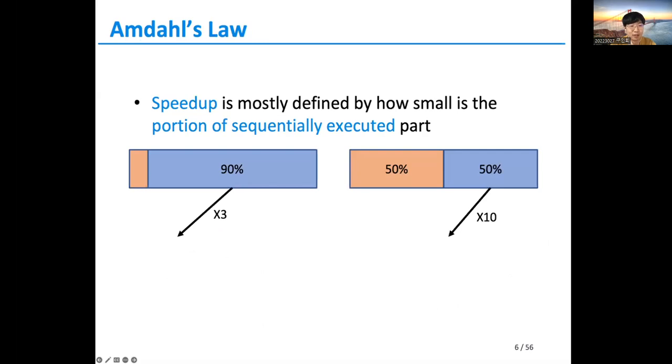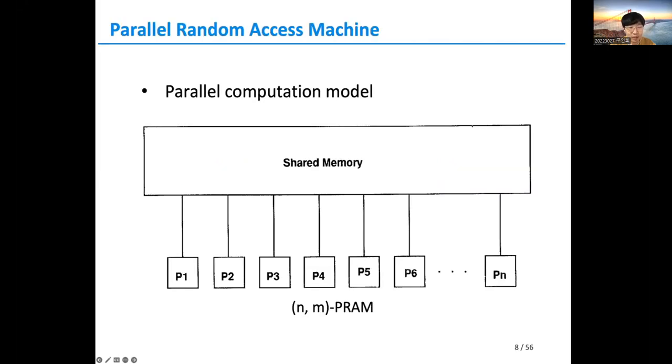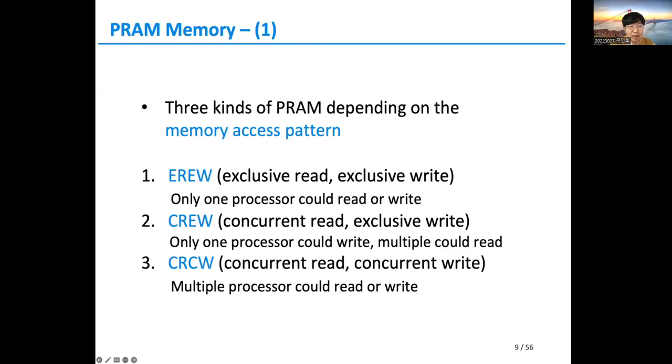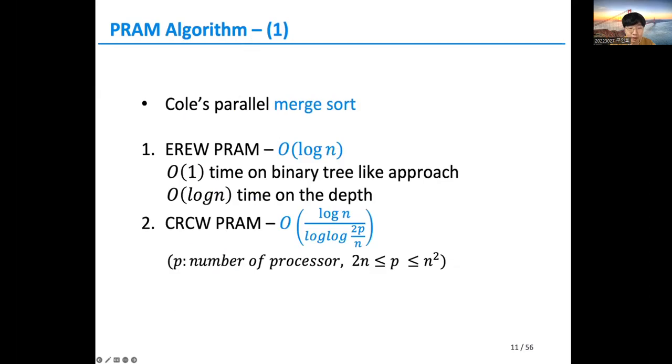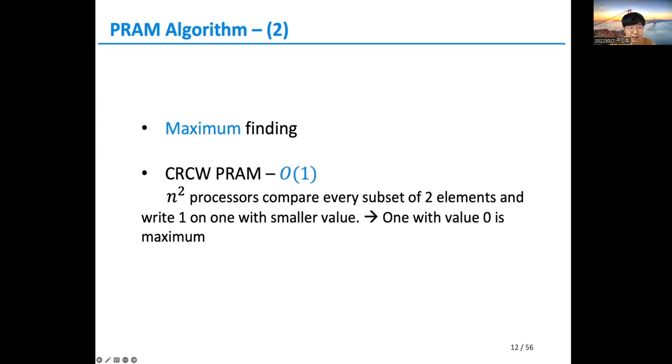And I went through Amdahl's law, which is an important theory mainly on computer systems, but also important in parallel environments. Then we learned the concept of the parallel random access machine, a parallel computation model that consists of processors and shared memory. We learned about several kinds of PRAM, including EREW, CREW, and CRCW. Then we found there are several conflict resolution strategies for a CRCW PRAM. And we learned about sorting algorithms that could be done with PRAM and a maximum finding algorithm that could be efficiently solved using PRAM.